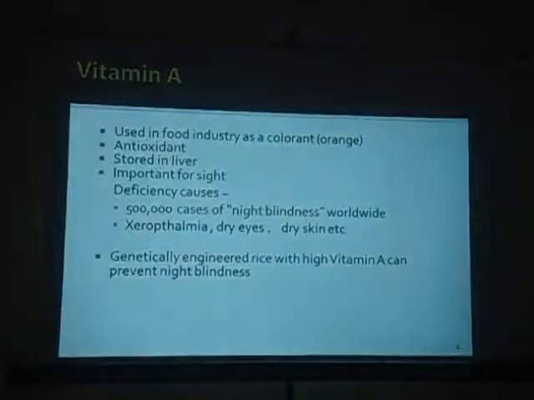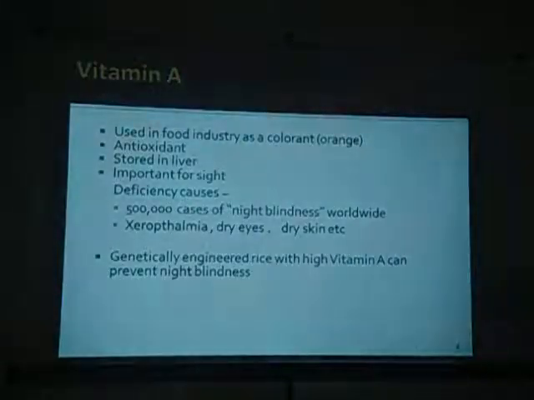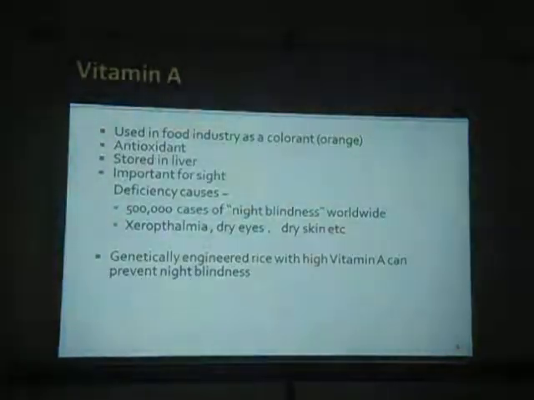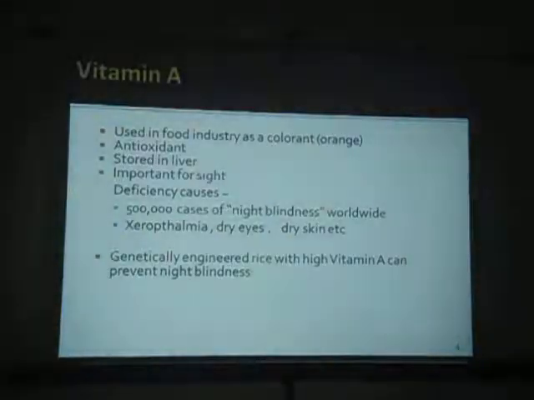So coming to the first vitamin of these fat soluble vitamins, vitamin A is also called as... okay. So it is used in food industry as a colorant. It gives the orange color. It is an antioxidant, and it is stored in the liver. As it is fat soluble, it can be stored in the body. That means vitamin A cannot be given in excess dosages. In excess dosages, if it is given, it can also cause some problems.